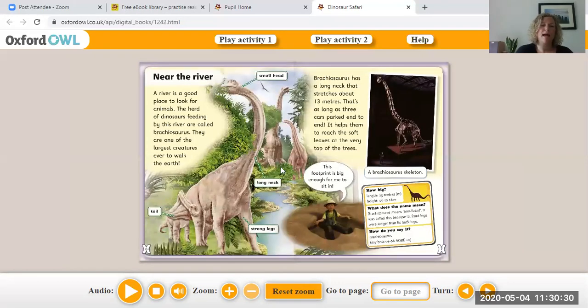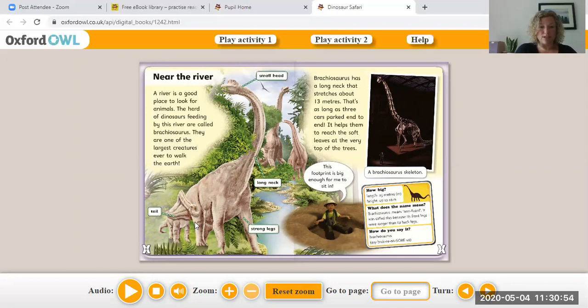Near the river, again, lots of labels and captions here, a speech bubble, and then a kind of fact file here. Bit like when we have Top Trumps, a little bit of extra information. A river is a good place to look for animals. The herd of dinosaurs feeding by this river are called Brachiosaurus. They are one of the largest creatures ever to walk the earth.